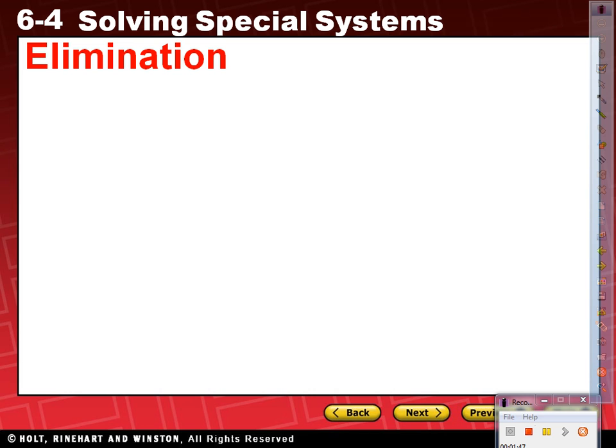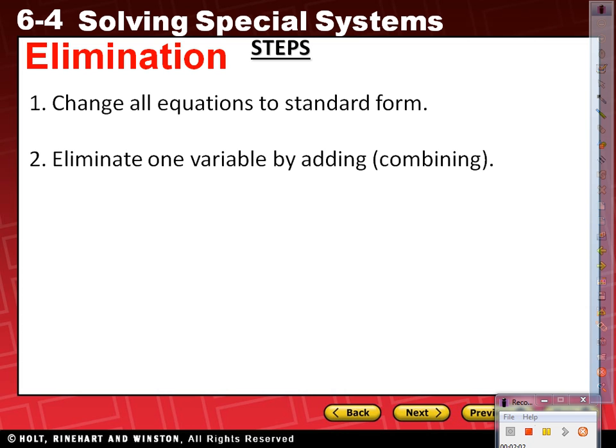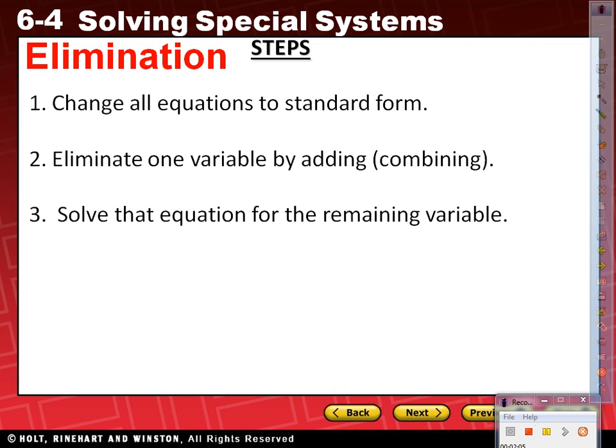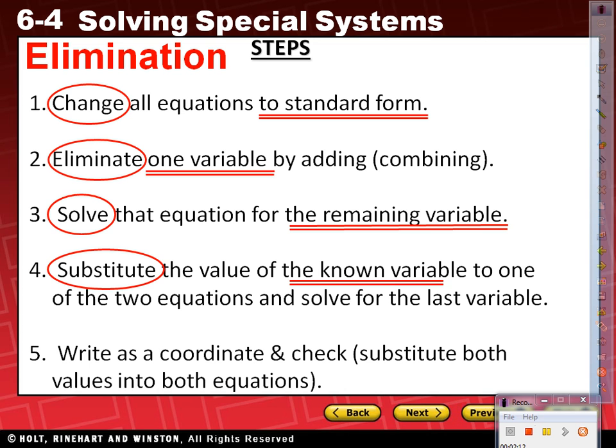From there we went into elimination. In elimination, I said the most important step is the very first two. You need to change them into standard form, and then from there eliminate one of the variables. Remember that? And then I said the last three steps should look about the same as what we did in substitution. And I said circle stuff, underline stuff, and so on and so forth.